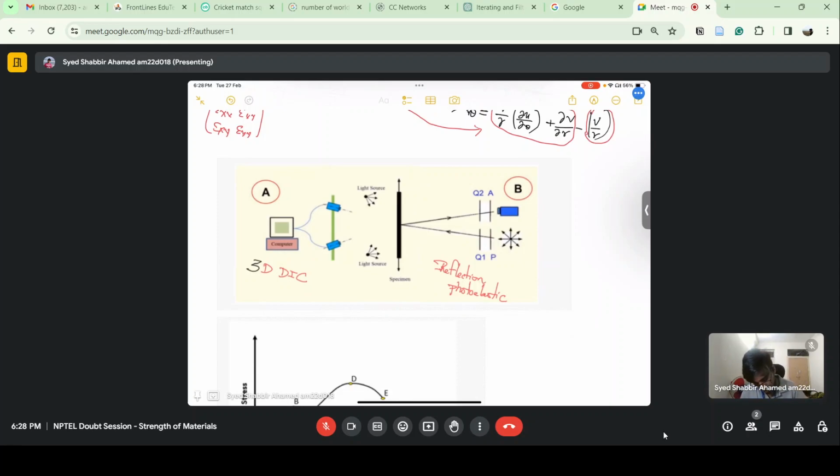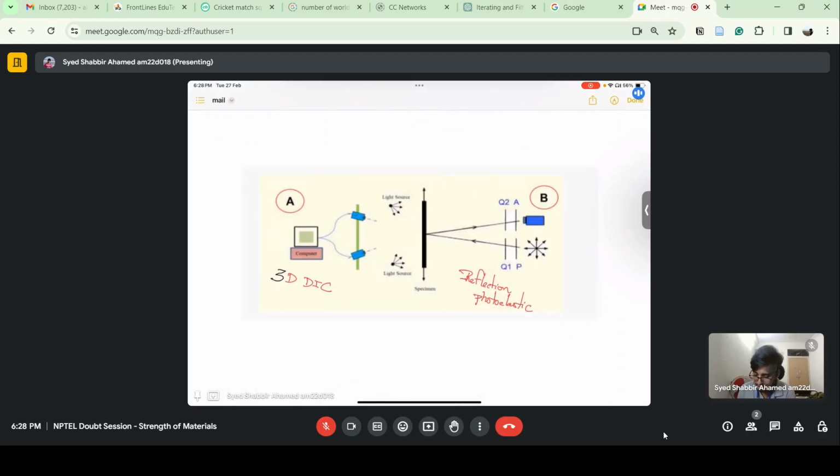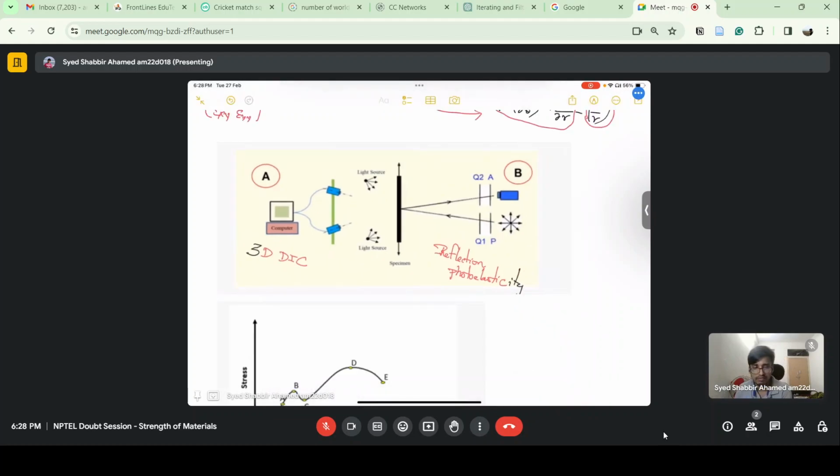So these are two experiments. One is basically a direct strain measuring procedure, which is 3D DIC, and reflection photoelasticity is basically where we are measuring the stresses, and then using that we calculate the strains. So when we go to the next week, probably I guess.